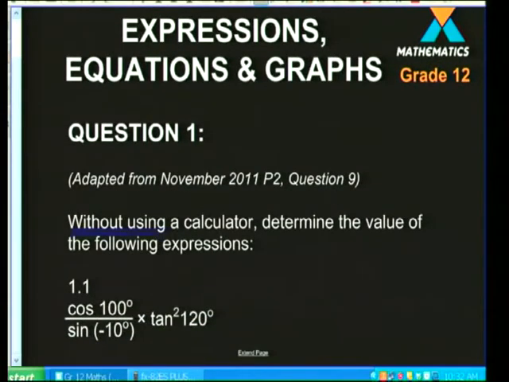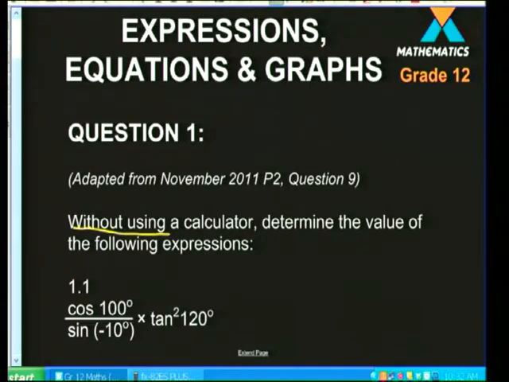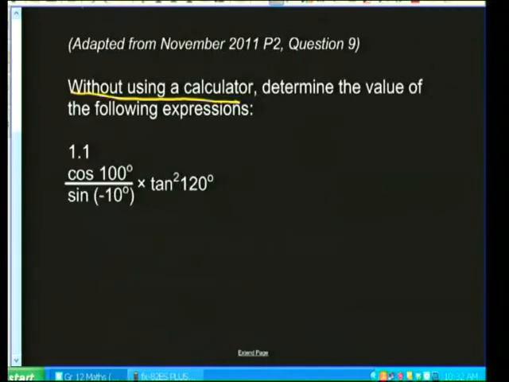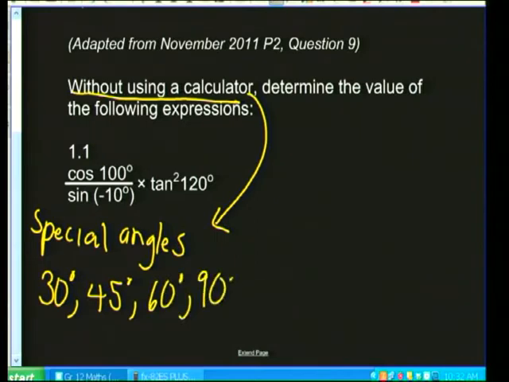This one says, without the use of a calculator, determine the value of the following. Immediately as you see without the use of a calculator, it should pop up that you're going to be using special angles, and your special angles are 30, 45, 60, and 90. Another thing you'd also see is that you've got obtuse angles there and there, so you should know that you need to use your reduction.